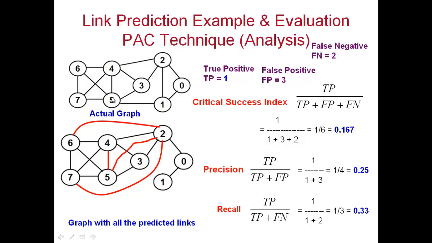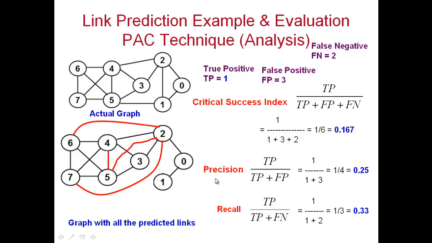Now we removed 3 links from the original graph: 4, 5, 1, 2 and 1, 5. 4, 5 has been predicted rightly, but 1, 2 and 1, 5 have not been predicted to exist. So the false negative is 2. We saw this in detail in the previous video. Now, using the true positive, false positive and false negative values, calculate the 3 performance metrics. The critical success index is true positive divided by true positives plus false positives plus false negatives, which is 1 over 1 plus 3 plus 2, which is 1 over 6, 0.167.